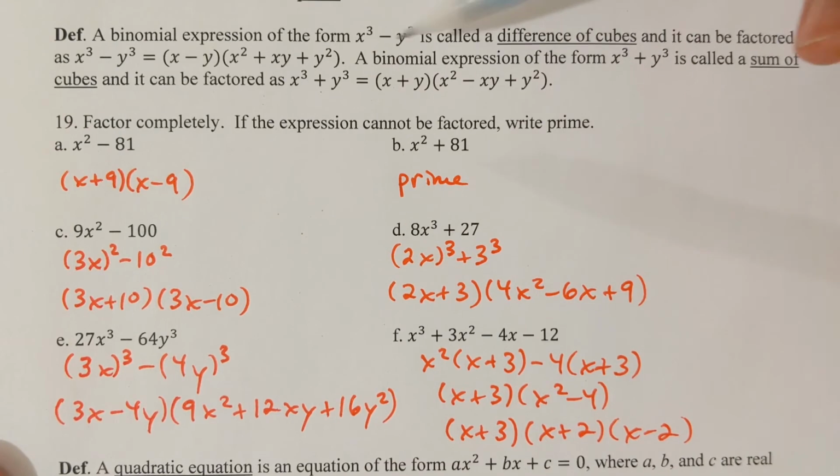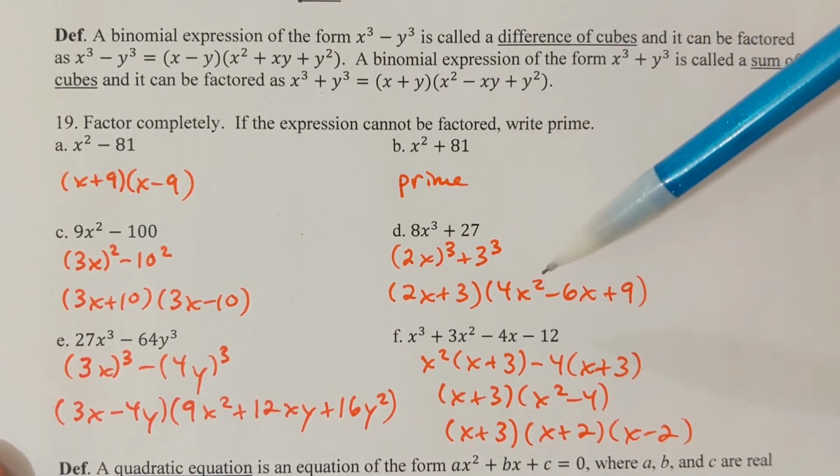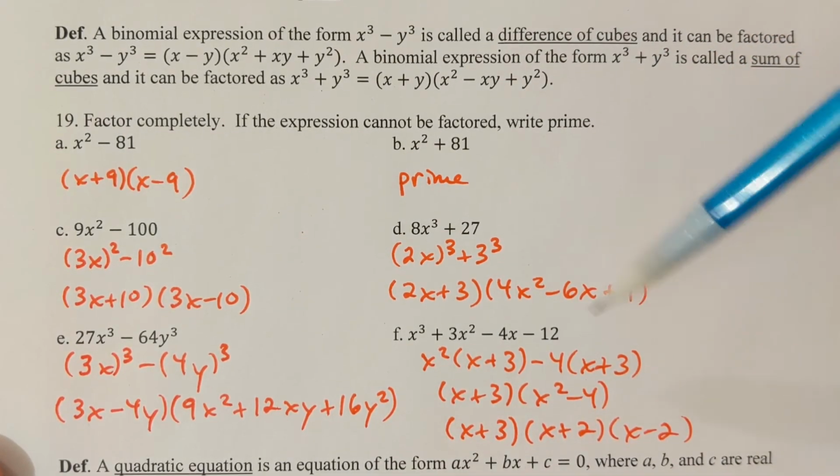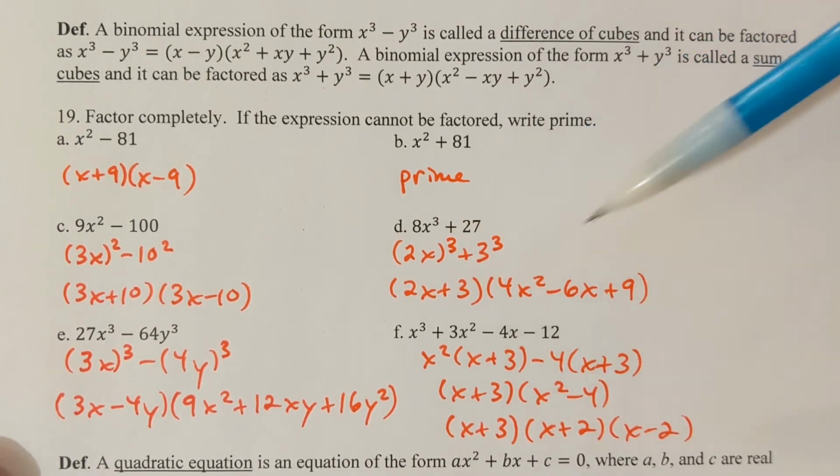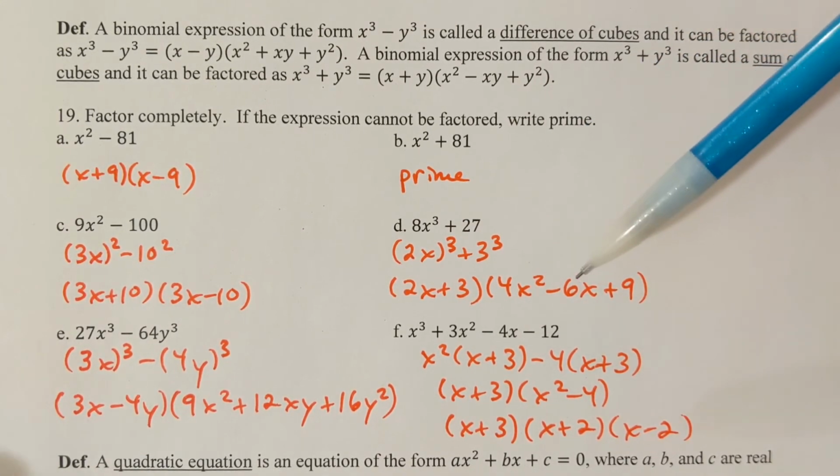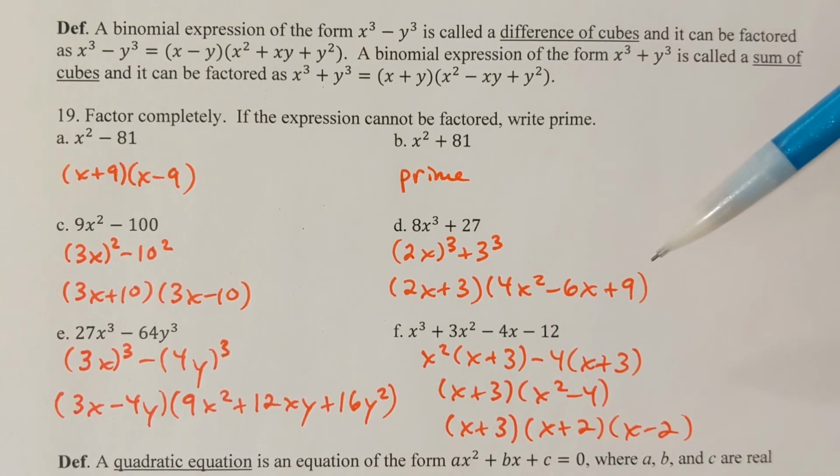Once you've used either one of these two formulas, it doesn't factor further. Okay, so right here is what we see, 2x plus 3 times 4x squared minus 6x plus 9. That would be my answer.